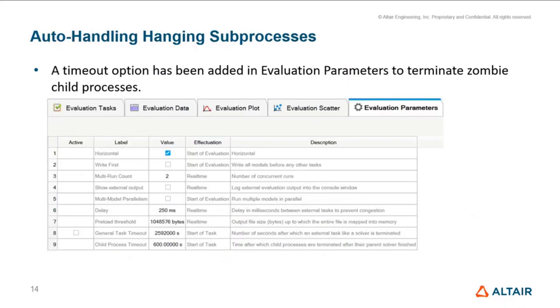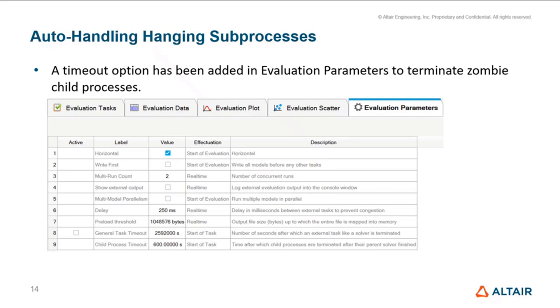The last one in this area, methods and tools, is the handling of hanging sub-processes. Child processes, as some of you have already experienced, may cause disruption in a multitask environment. So when they're not terminated by the main process, it prevents products like HyperStudy from proceeding to a next evaluation point. To overcome this, we already have a solution.